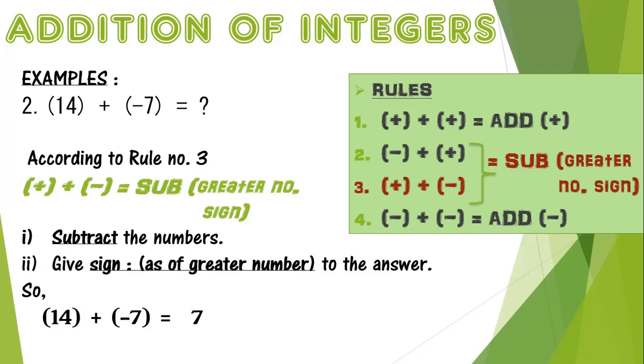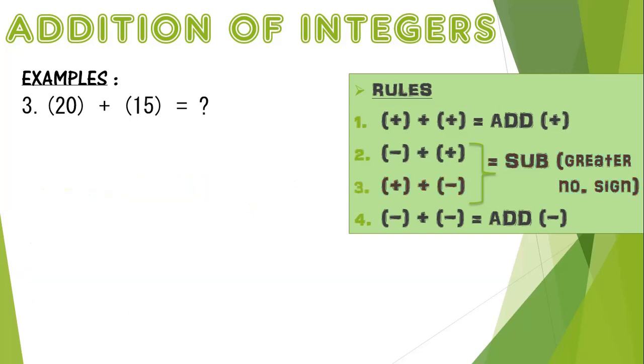Now the next step is about the sign. Sign should be of the greater number. In the given example, 14 is the greater number with no sign. That means it is a positive number. So our answer will be plus 7, or you can write it as only 7.